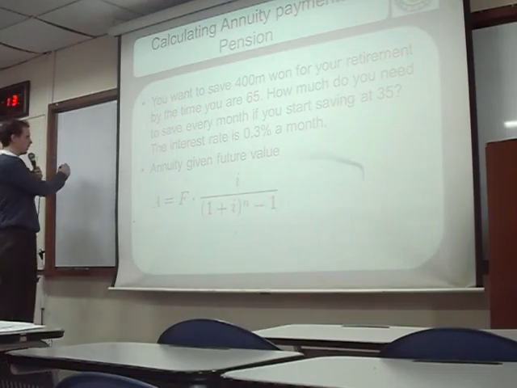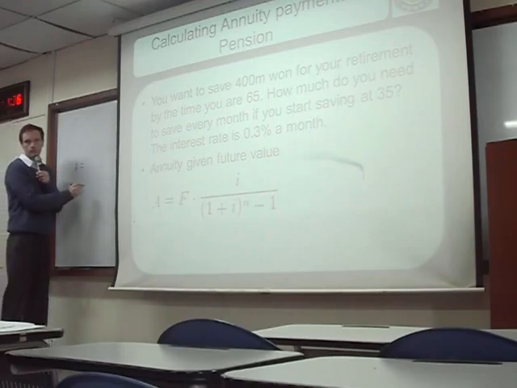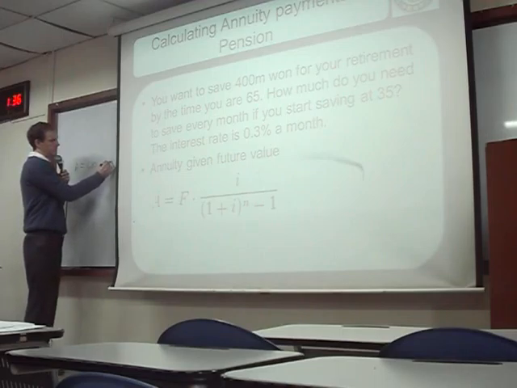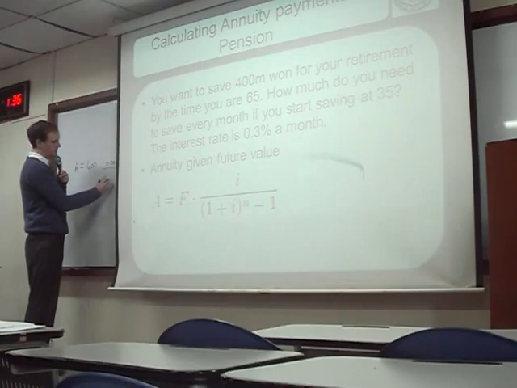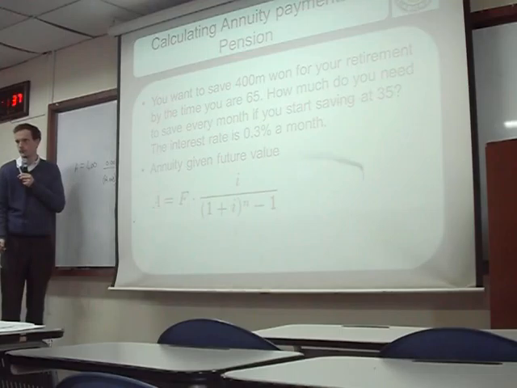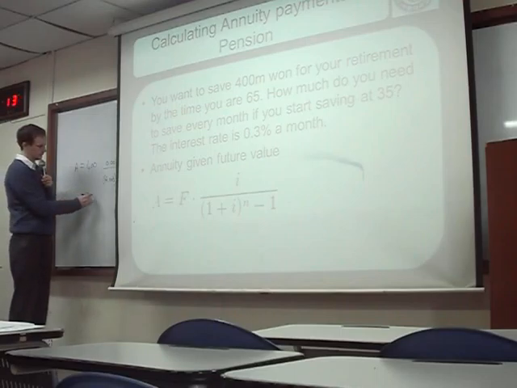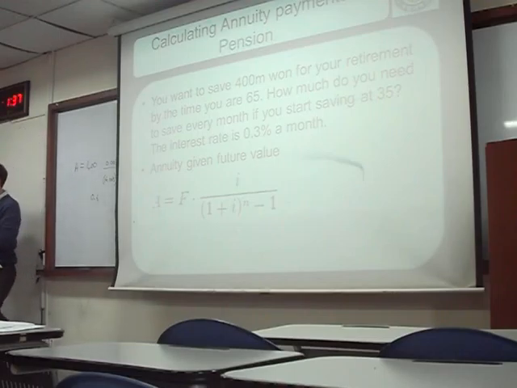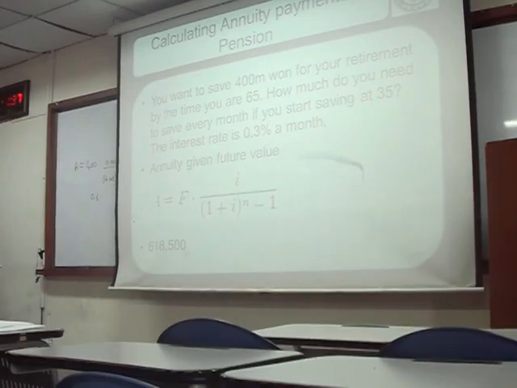So the annuity is what we're looking for. What is the future value? 400. Okay, what's i? 0.003. 1 plus 0.003, to the power of what's n? 360 minus 1. Okay, did anybody get the answer? What's the answer? 0.6. So that is how much in one? 618,001. That's a lot of money, right?